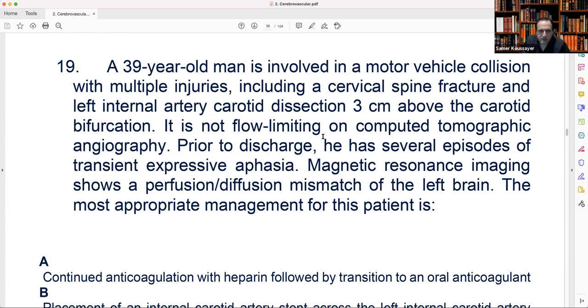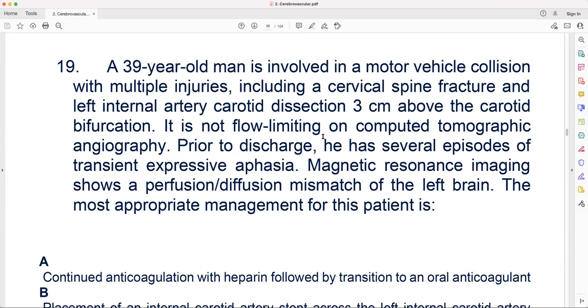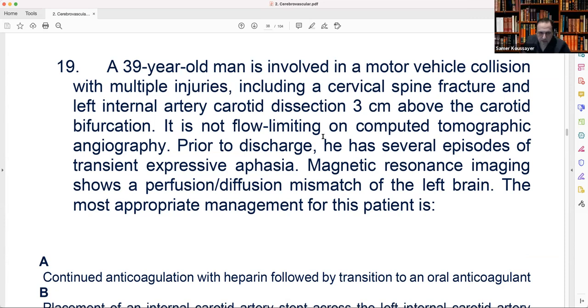Okay, stop. So, a young carotid dissection. Yes, it is not like the aortic dissection. This is a carotid dissection, okay? And this is a traumatic carotid dissection.